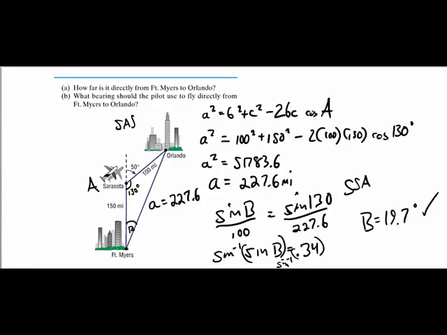So always rely on the law of sines, but if you ever have to find an angle using the law of sines, please beware of the ambiguous case.